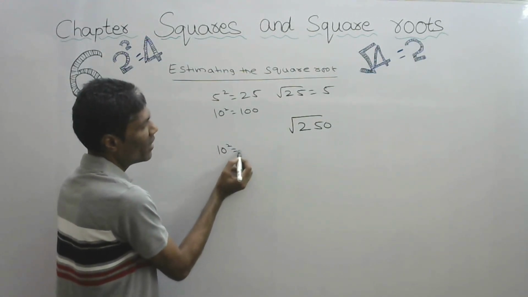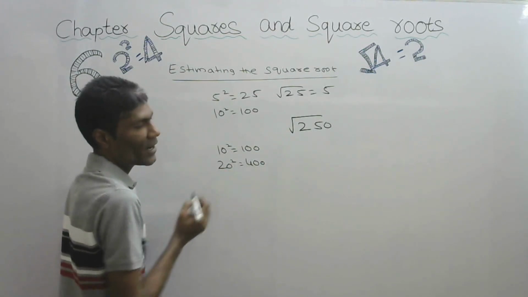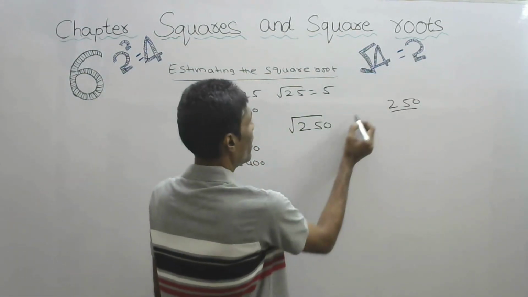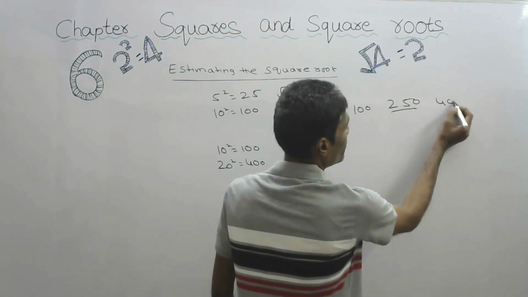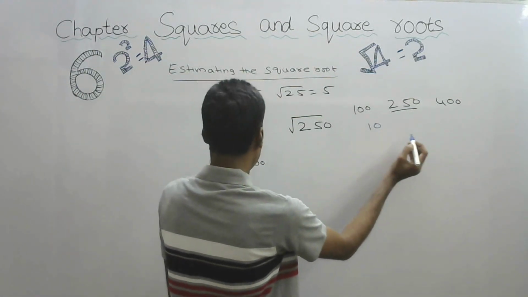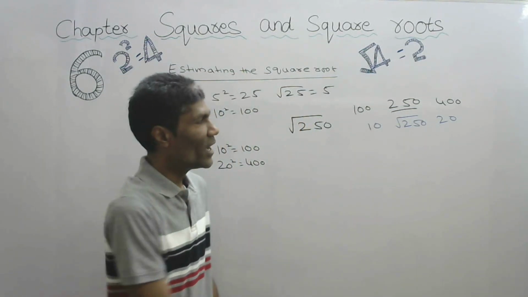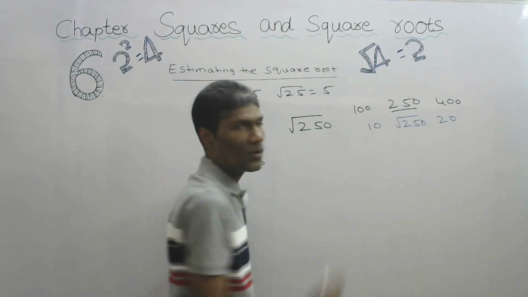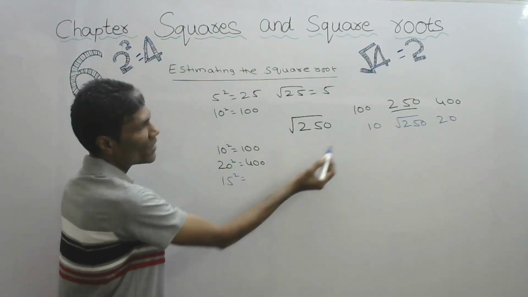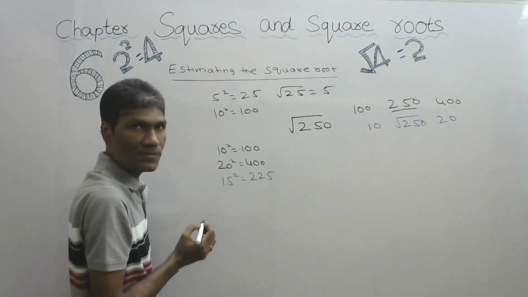10 square equals 100. 20 square equals 400. This 250 is in between 100 and 400. So the square root will be in between 10 and 20. This is confirmed. So the square root of 250 will be between 10 and 20. Further, we know 15 square equals, we will go nearer to 250, 225.